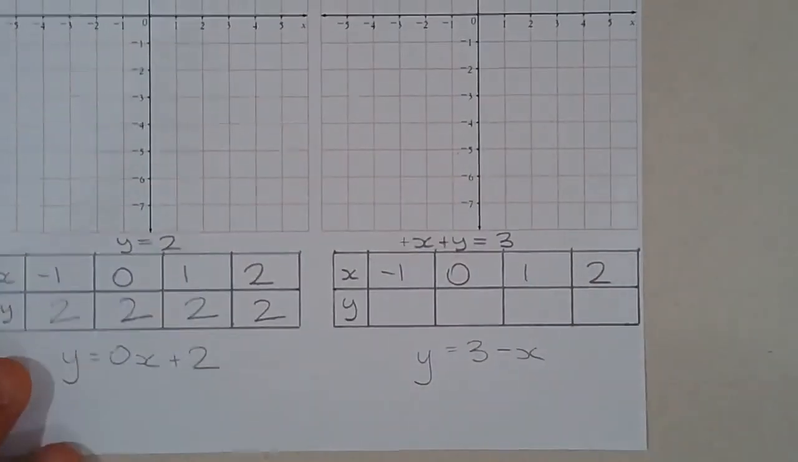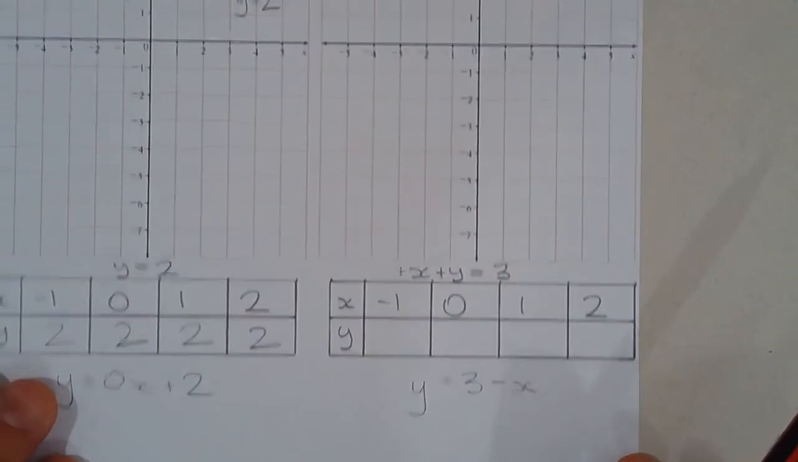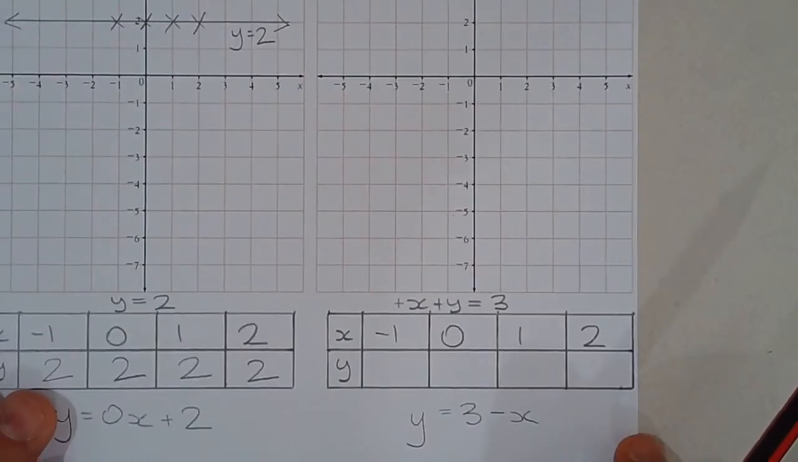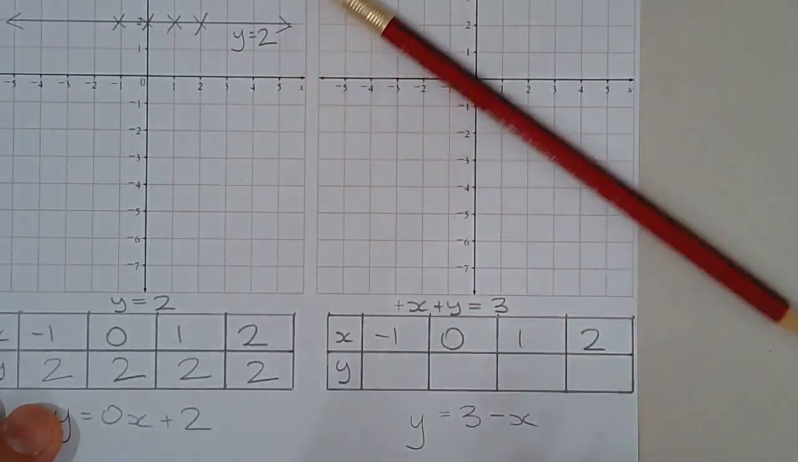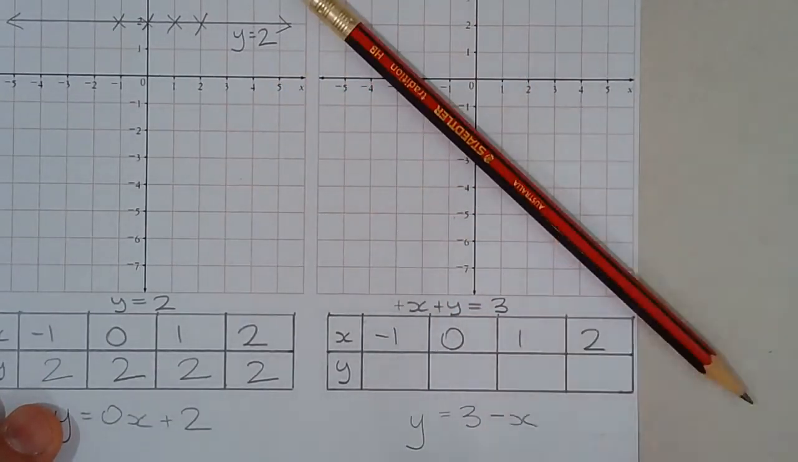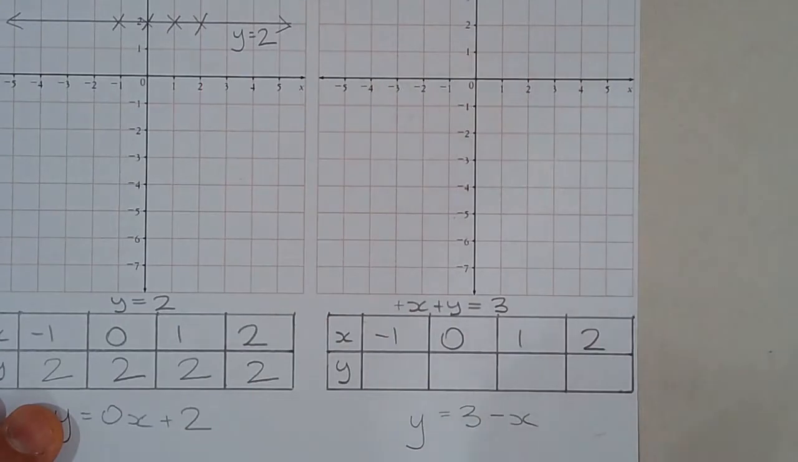So I'd expect a graph that looks quite similar. Okay, let's fill out the table of values. So I'm expecting a graph with a gradient of -1. So kind of a graph that looks a bit like that. Stay there, pencil. All right, like that, and a y-intercept of 3. That's it.